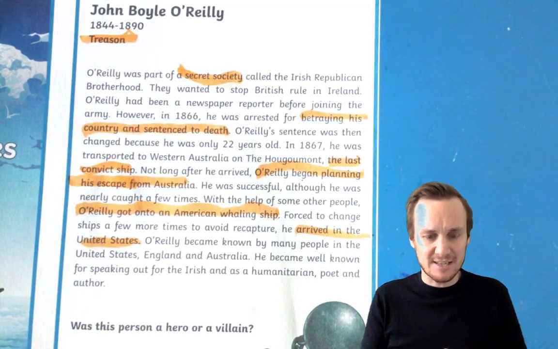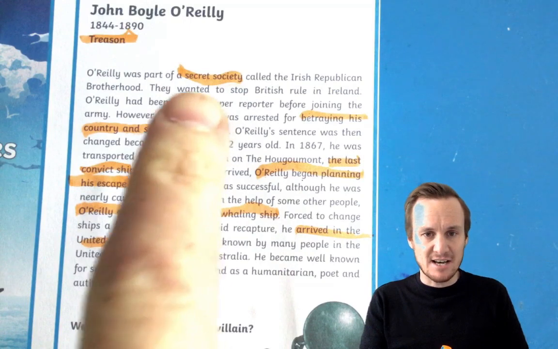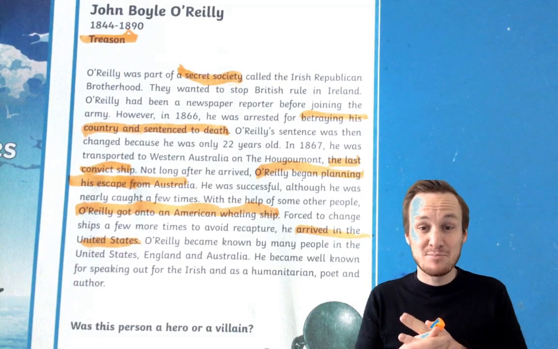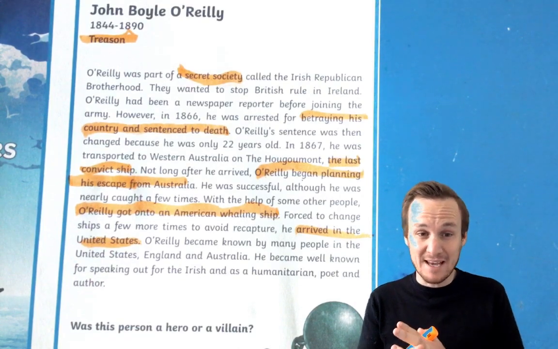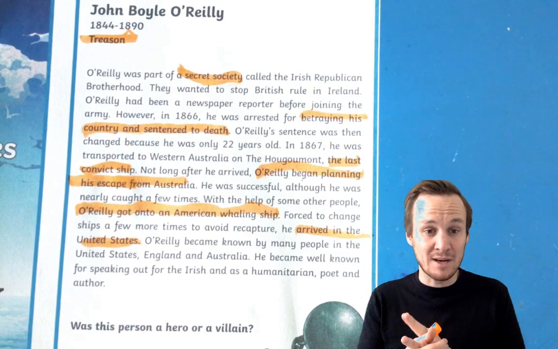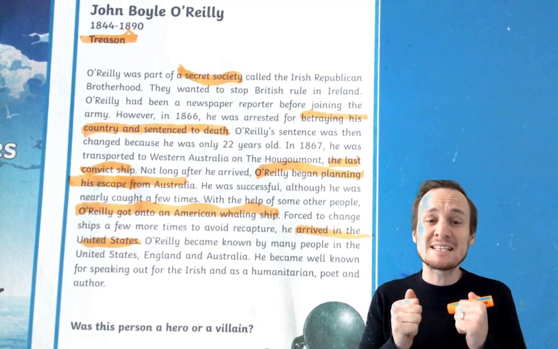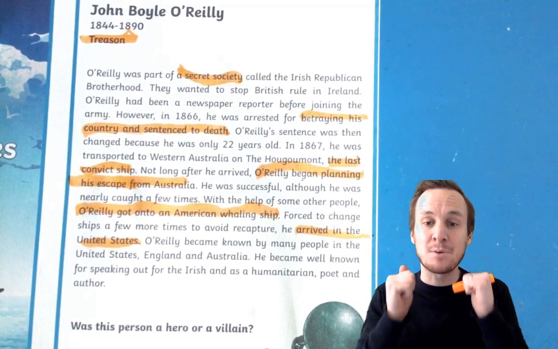Okay, so the things I've highlighted now is secret society. He betrayed his country and was sentenced to death. He was on the last convict ship here. He planned his escape pretty much straight away, and he did escape on an American whaling ship, and he arrived in the United States, and lots of people knew him. That's really all you need to tell me about this man, that the important information.